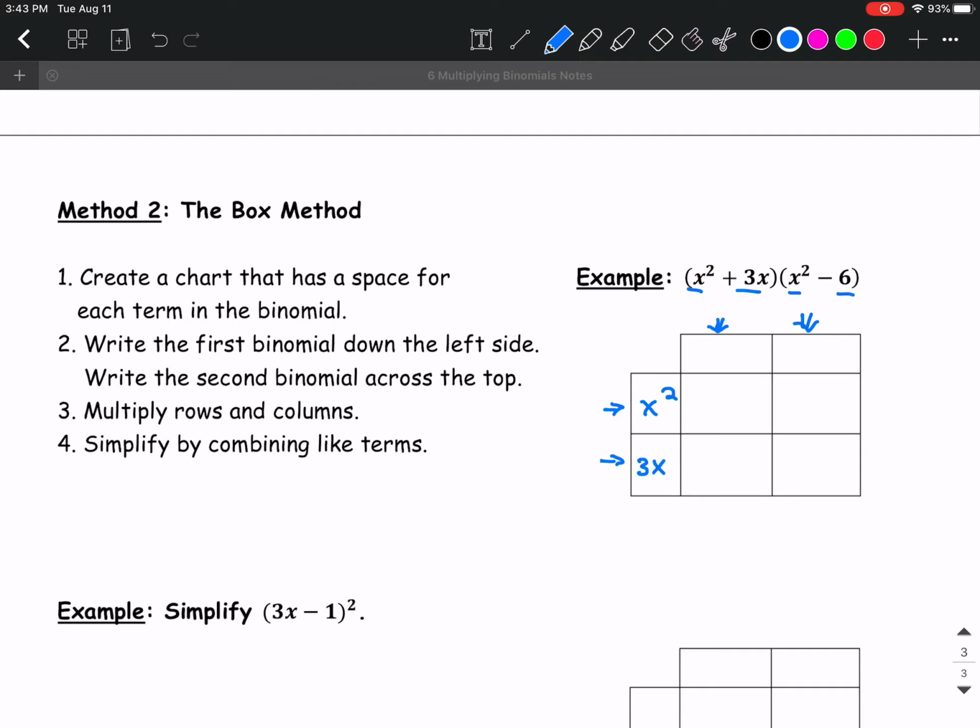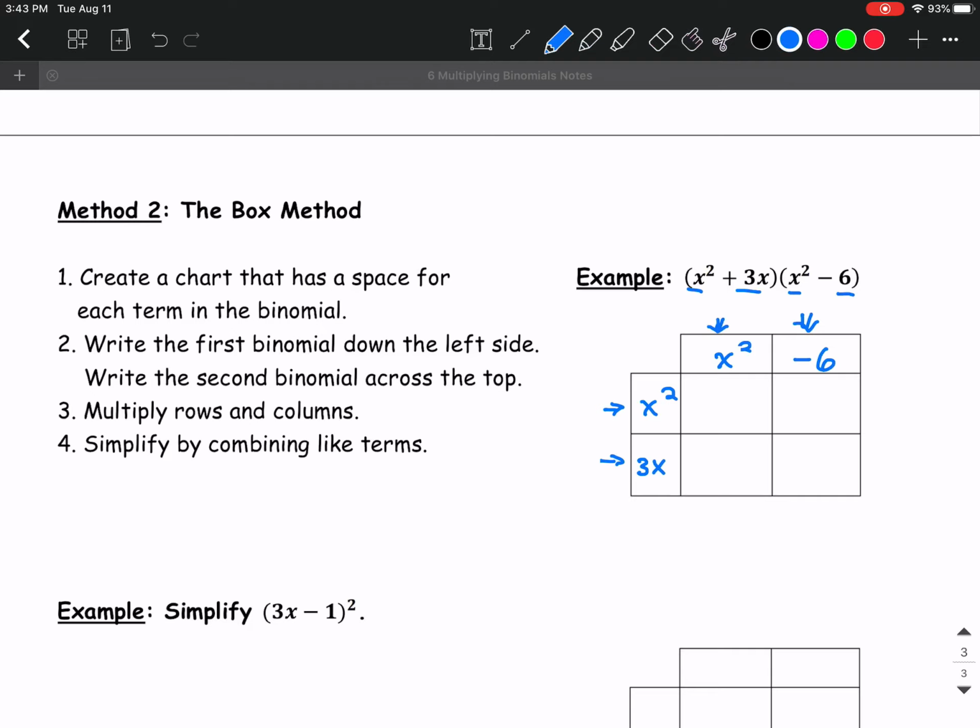Now we're going to write the second binomial across the top, and that's x squared, and don't forget to bring that minus sign, that negative with the 6, okay? That it's minus 6 or negative 6. I will be honest with you, it does not matter which binomial you put down the left and which one goes on top. Multiplication is commutative, so it's okay if you did the x squared minus 6 down and the x squared plus 3x on the top. That's fine. It's okay.